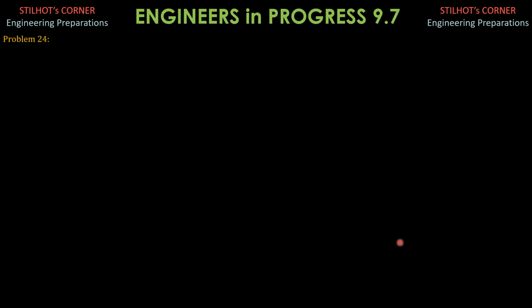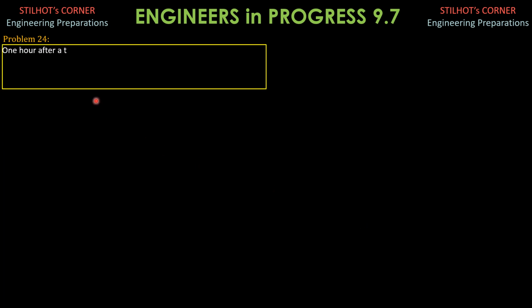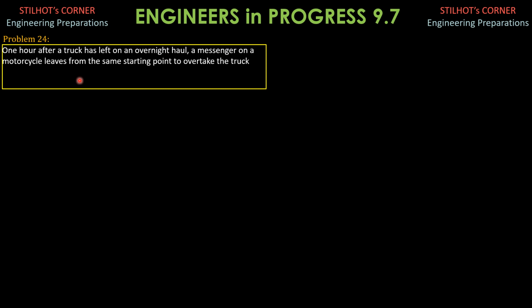Problem 25. 1 hour after a truck has left on an overnight haul, a messenger on a motorcycle leaves from the same starting point to overtake the truck. If the messenger travels at an average rate of 65 miles per hour and overtakes the truck in 4 hours, what is the average rate of the truck?